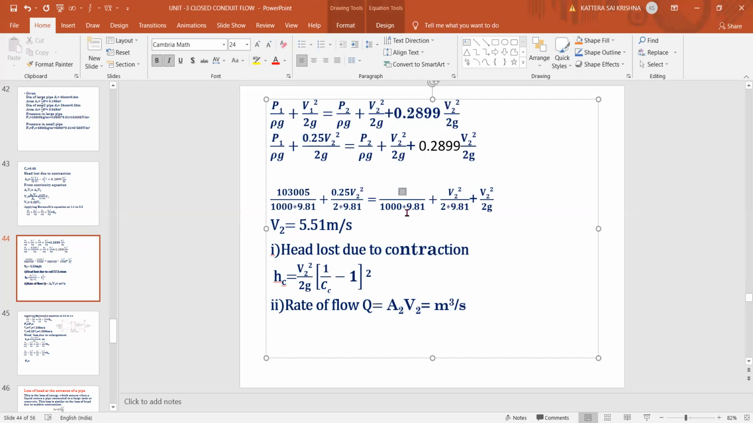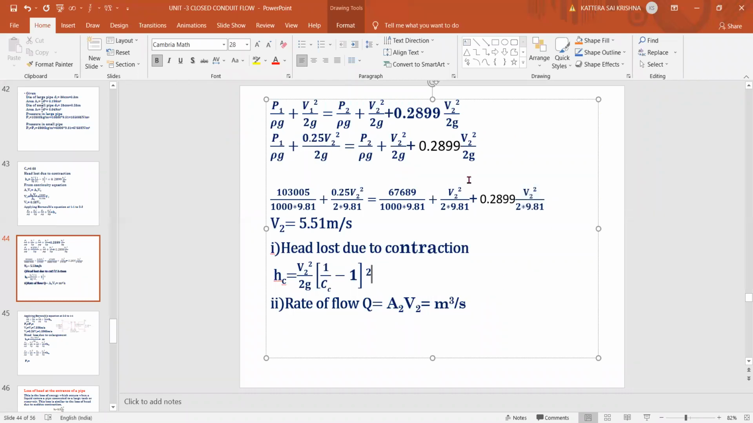Next, what is the P2 value? P2 is 676.89, which you already calculated, by 1000 into 9.81, into V2 square by 2g again, plus this value 0.2899 V2 square by 2g. So in all the terms, if you see, you can remove g first from all the terms, because g is there everywhere. So neglect the g value, you can remove it for calculation. It will be easy. Then you can find the velocity.